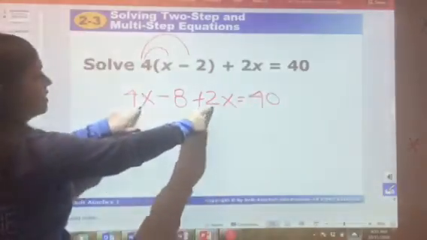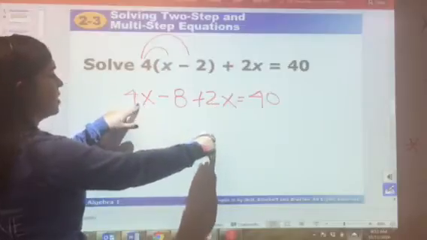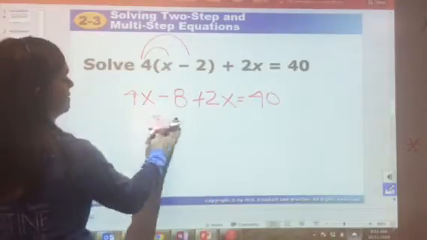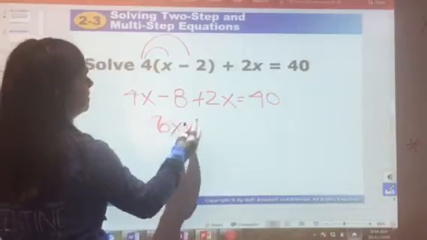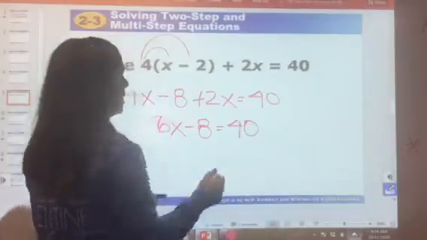Okay, I notice I have 4x and a 2x, so I'm going to combine my like terms first. 4x plus, don't forget the sign, 2x gives me 6x. And I'm going to rewrite my problem. Minus 8 equals 40.